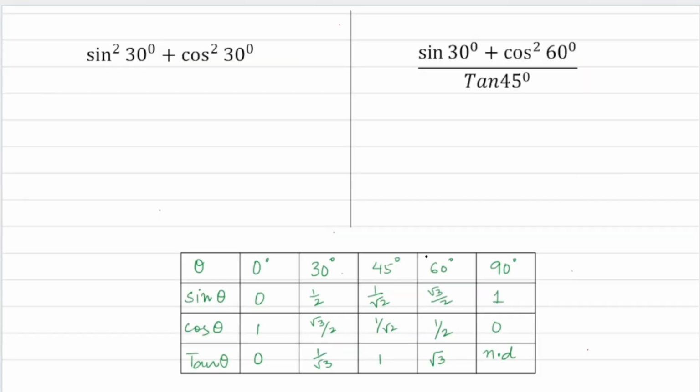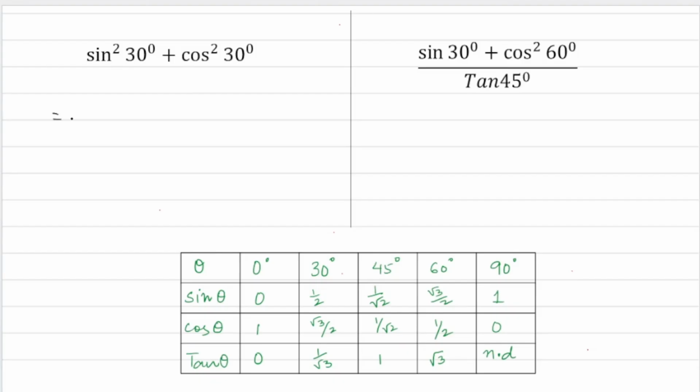My first expression to be evaluated is sine squared 30 degree plus cos squared 30 degree. Now, this is the table of the values for sine, cos and tan theta for the common angles of 0, 30, 45, 60 and 90. I have derived this table in one of the shorts on my channel. I will put the link over here. You can watch it from there. Now, all we need to do is pick up the values from this table and then evaluate this expression.